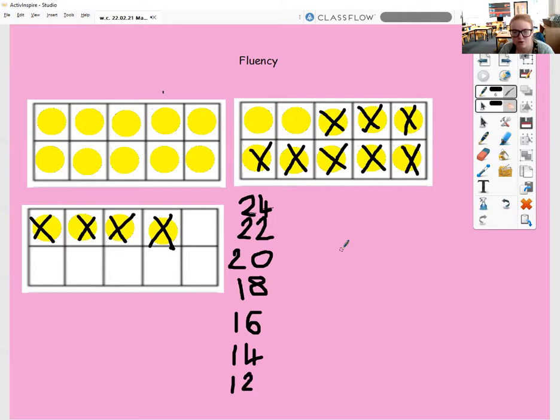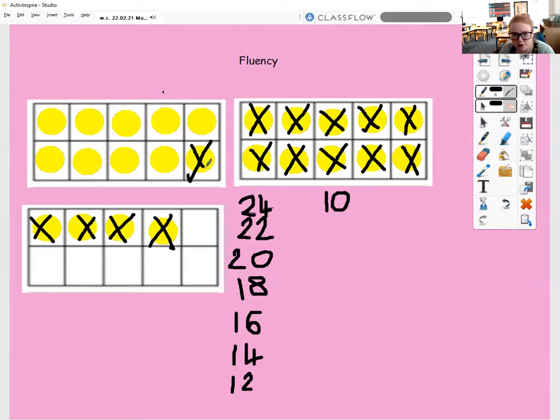Brilliant. What do I want to do next? Counting backwards in twos. What are we doing next? How many are we taking away? We're taking away 2. So 1, 2. What is my remaining part? Like I say, I've got no ones left. Is this tens frame full? It is. That means it's 1 ten and 0 ones. The remaining part is 10.